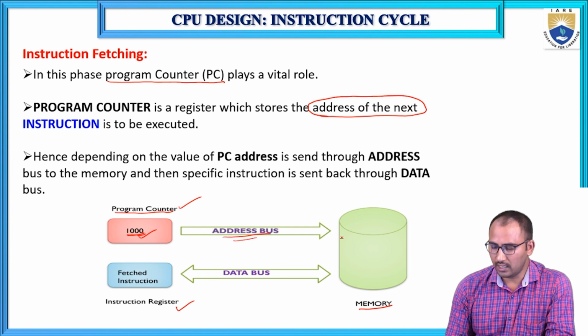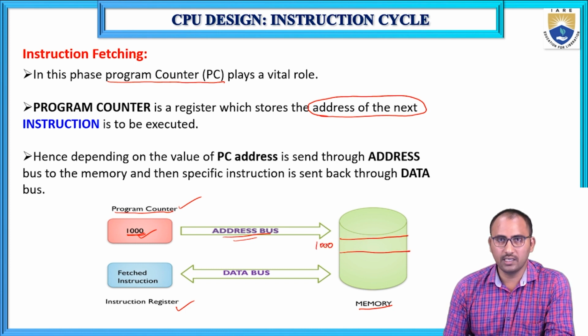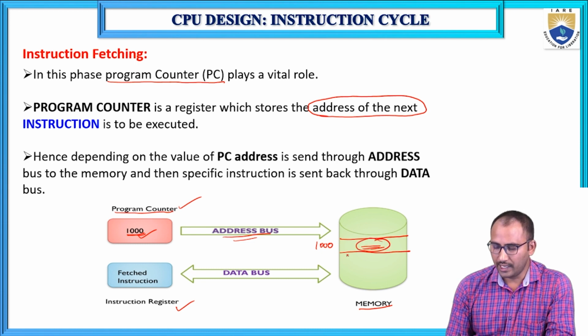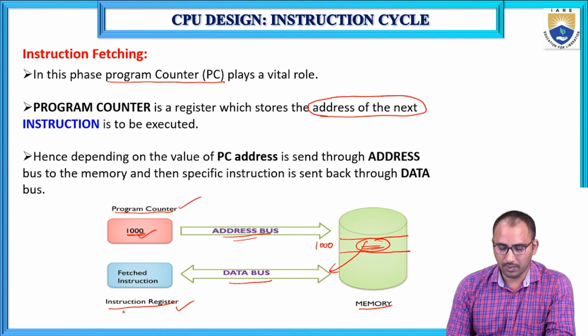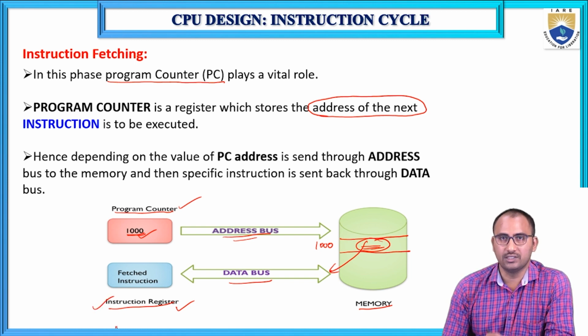Once that memory location is identified using that address, the instruction is there. So that instruction will be sent back to the instruction register through the data bus. Once that instruction is retrieved from the memory, it will be placed in the instruction register. So this is the scenario of instruction fetching.